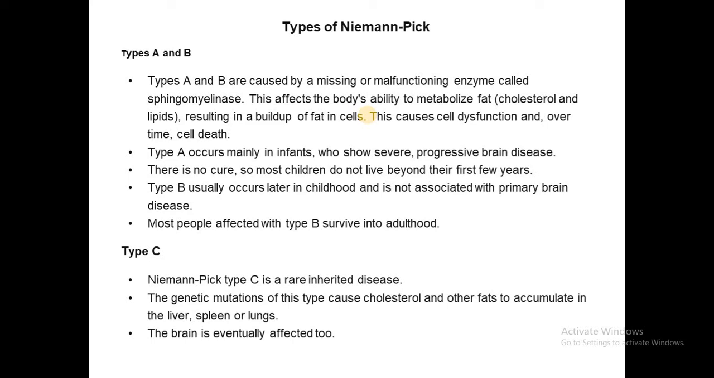Another difference is that type A infants may survive only the first few years, that is within 2 years. Type B, they are mostly able to survive up to adulthood. So these are the different types of Niemann-Pick disease.